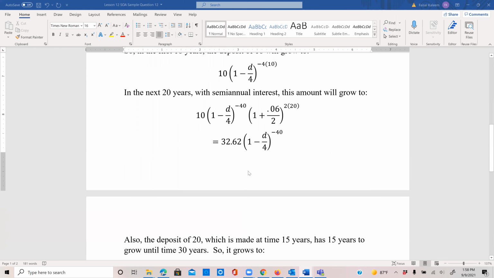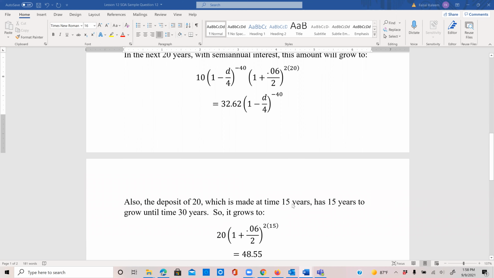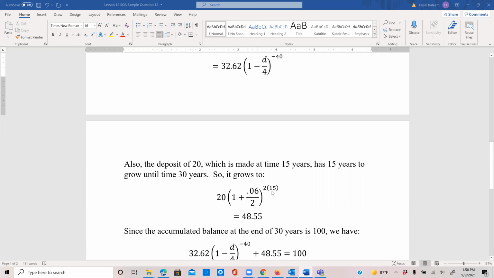And then the second deposit of 20 happens at time 15. And since our final destination is time 30, it means that this second deposit has 15 years to grow. So in 15 years, this deposit of 20 grows to 20 times (1 plus 0.06 over 2) to the power 2 times 15, because this deposit will only encounter the semi-annual interest rate. Remember, the first 10 years were under the quarterly discount rate, but this one is happening at 15 years, so this will not encounter the discount.